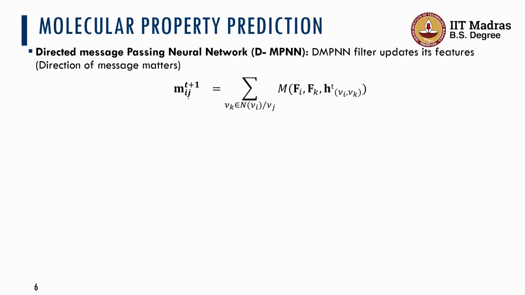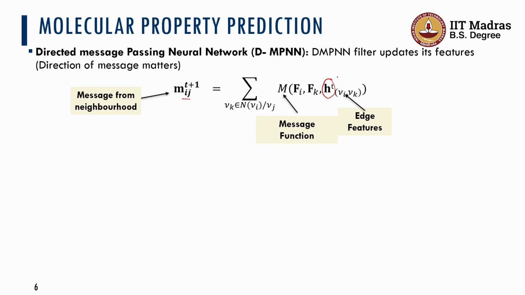Here we are passing features between two nodes i and j, or Vi and Vj, where h^t is an edge feature. The message function M actively takes the feature of node i and the remaining nodes in the neighborhood of i, except Vj, and constructs the message from the neighborhood for the next instant t+1.